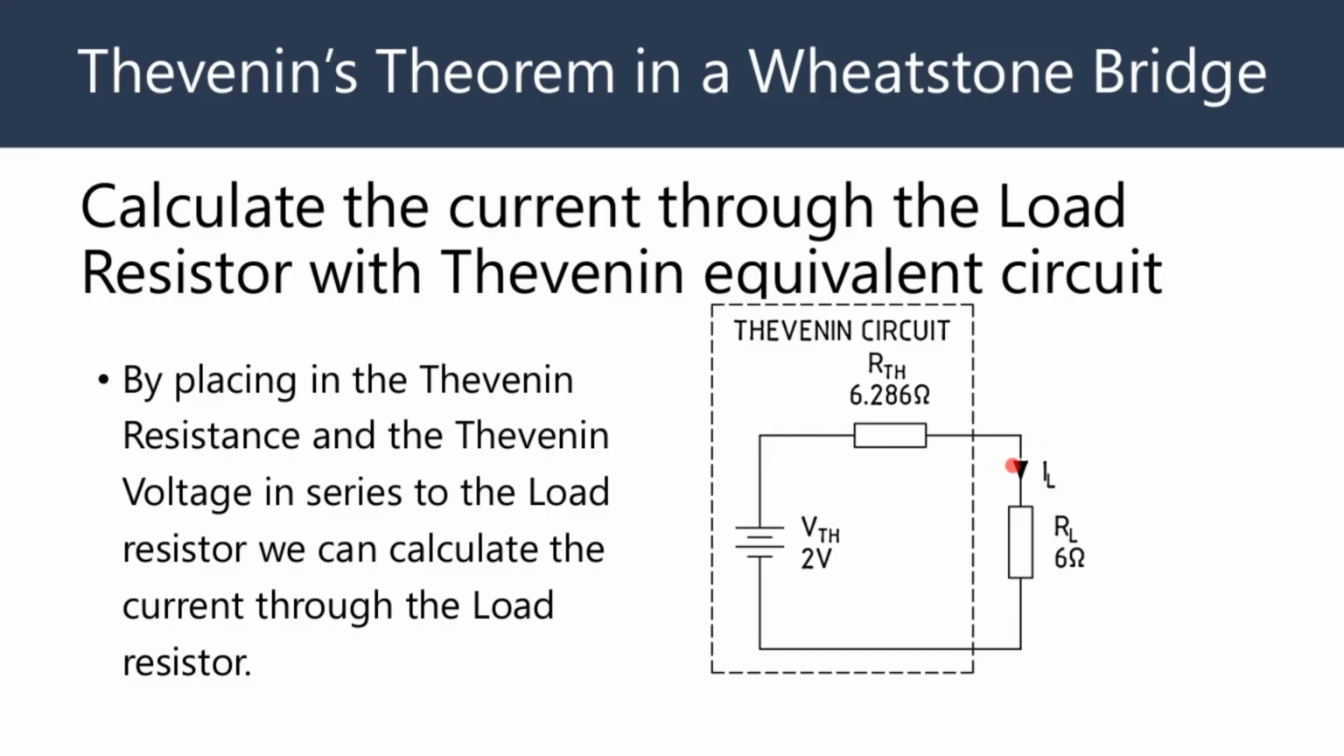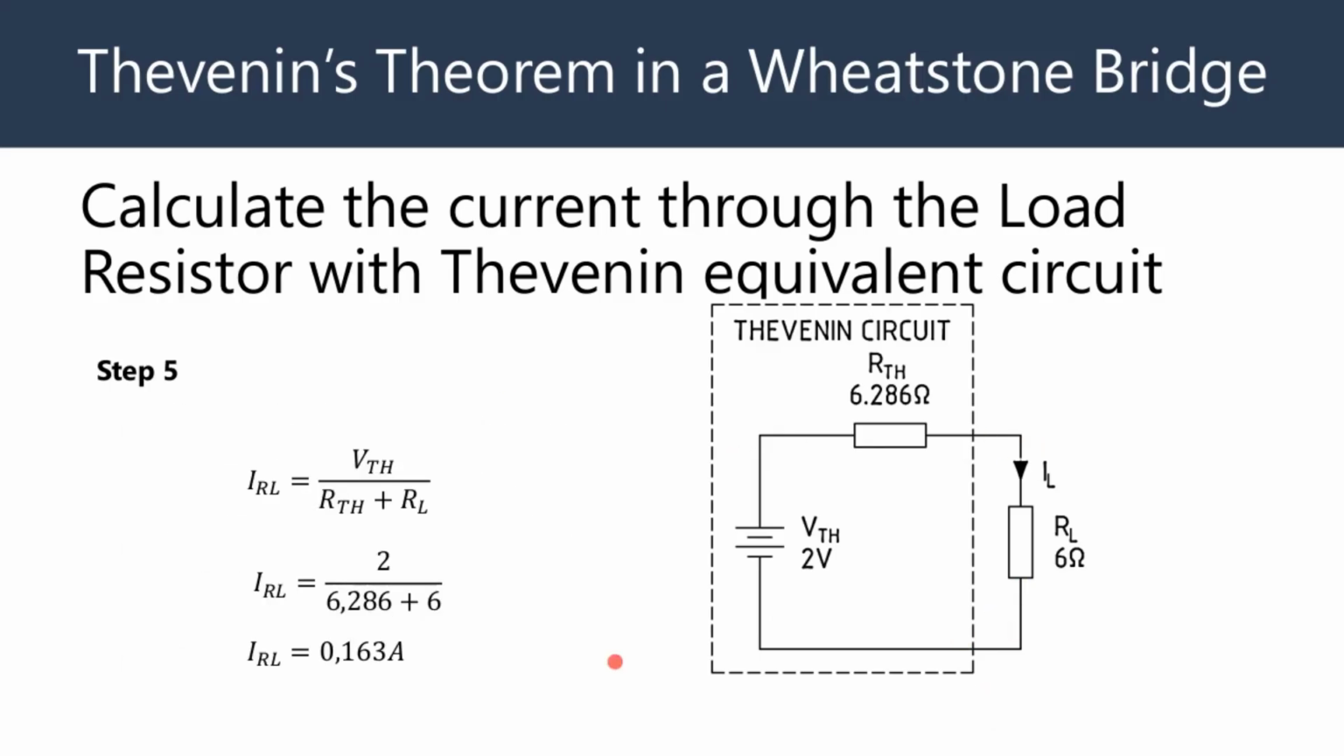I then calculate my current, V Thevenin over R Thevenin plus RL, 2 over 6.286 plus 6. It gives us 0.163 amps. You guys with me? All right, so you guys need to practice this.